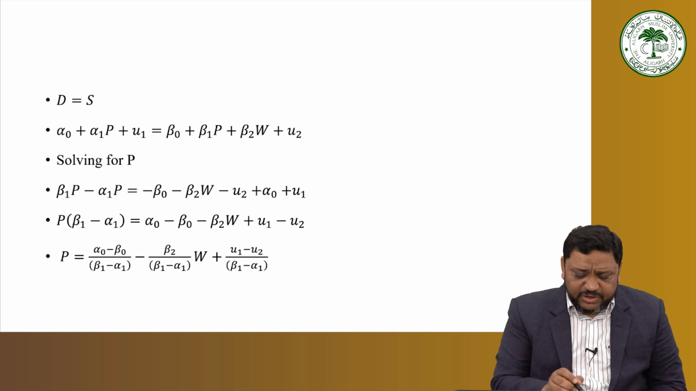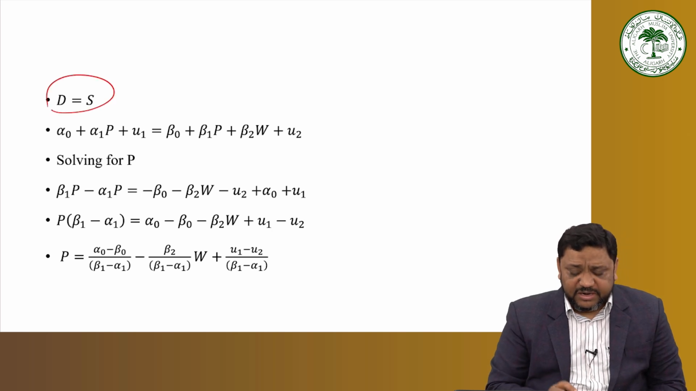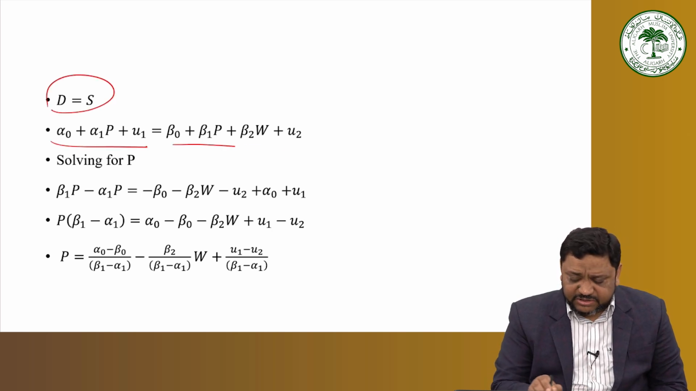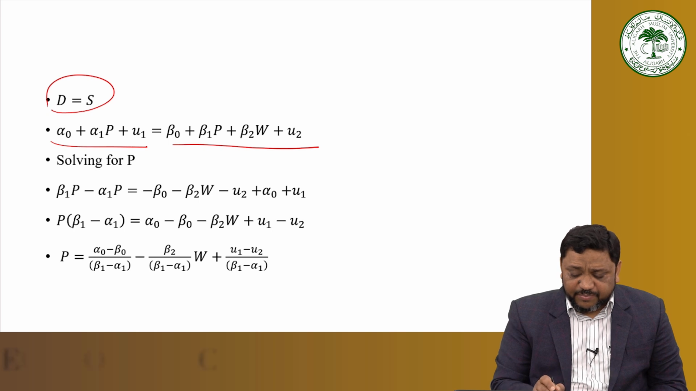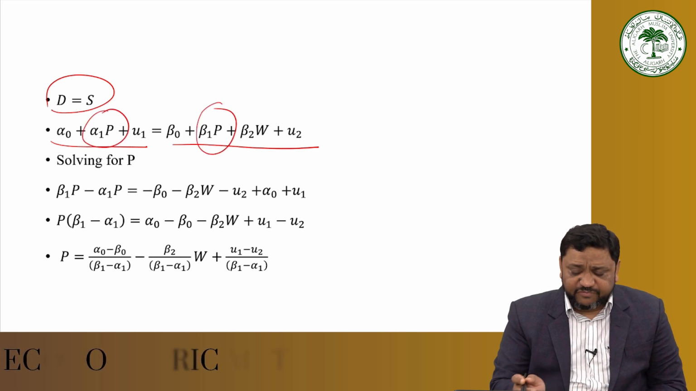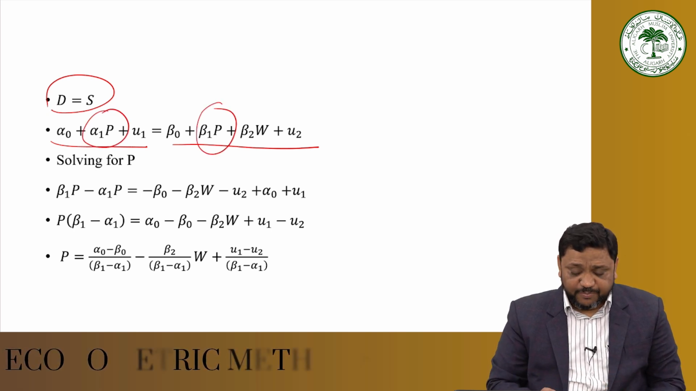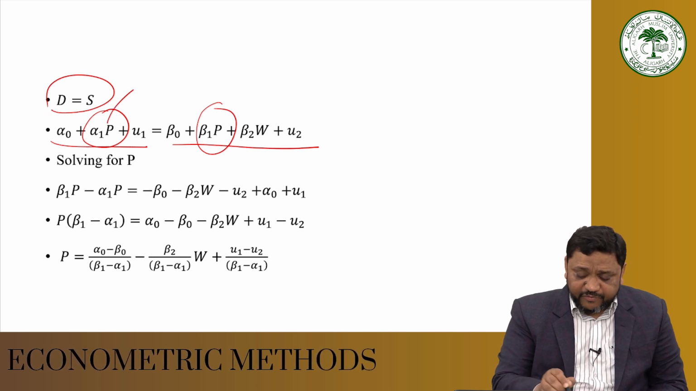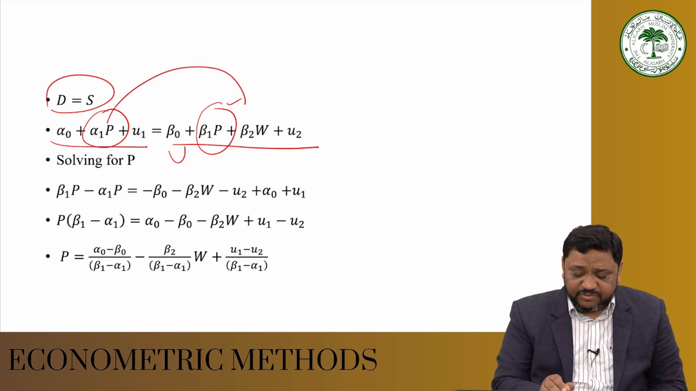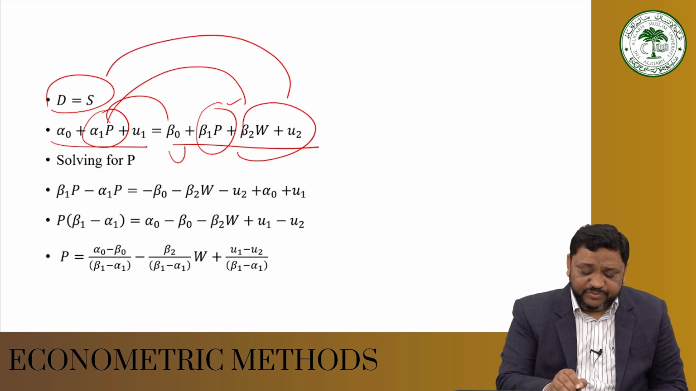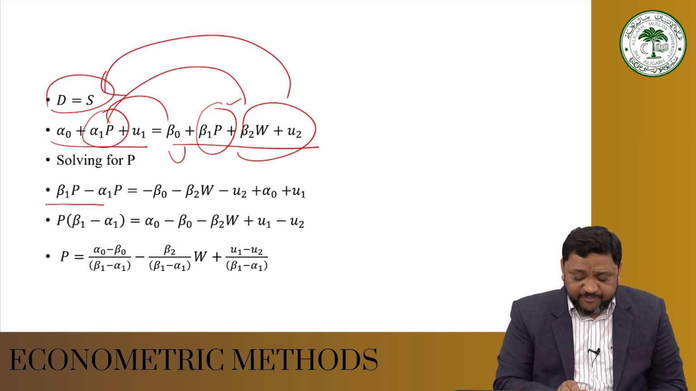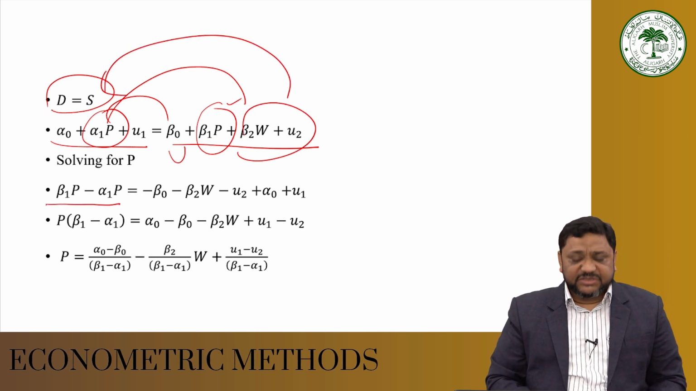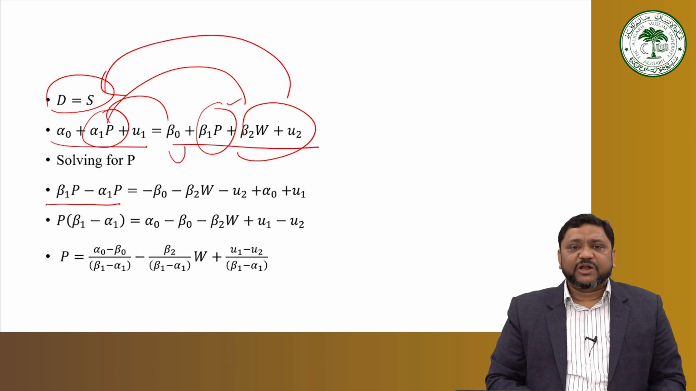So what we are doing, initially based on the identity equation, we write that demand is equal to supply. Then P is over here, P is over here, and we will try to solve for P. So we take the P's together to this side, and these two terms to this side. So we have beta 1 p minus alpha 1 p is equal to minus beta naught minus beta 2 w minus u2 plus alpha naught plus u1.